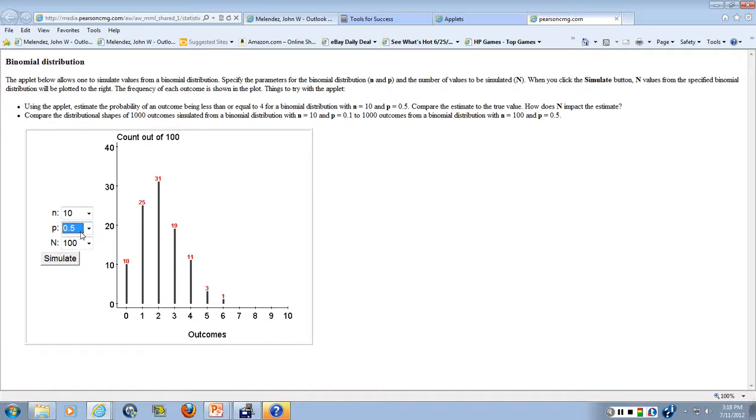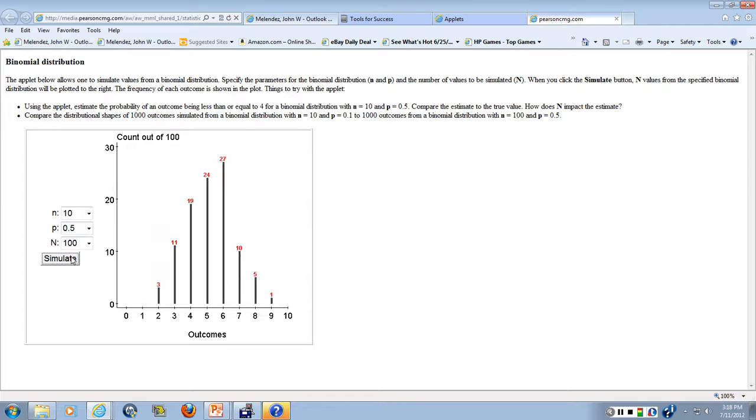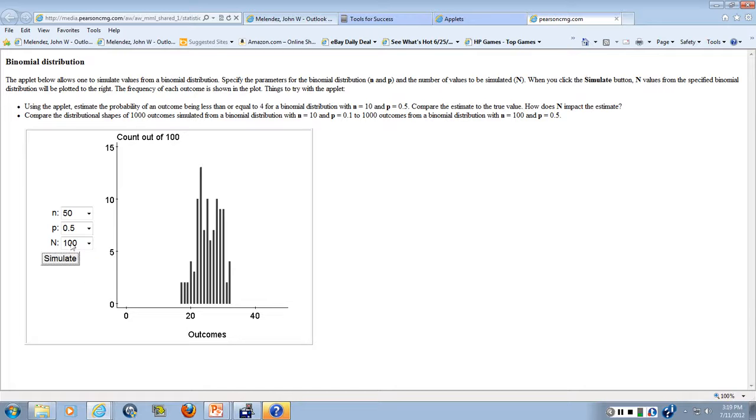Now look at this. N times 0.5 gives you what? 5, right? Which is greater than 5, or it's equal to 5, I'm sorry. So look at the simulation here. It's very normal. Let's up this a little bit more to 50 and simulate, and more. Do you see how it becomes more and more normal?